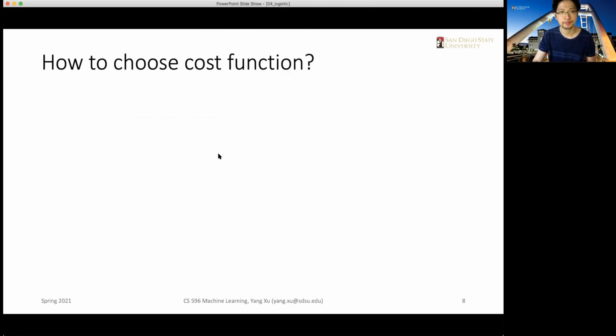So we have solved the first technical difficulty, which is to find the correct function to make predictions. The next one is to choose the cost function. Remember, the cost function is how we measure the distance between our prediction and the ground truth label.